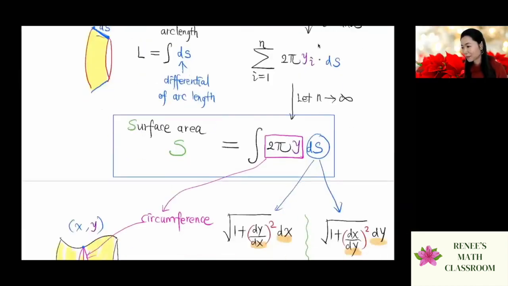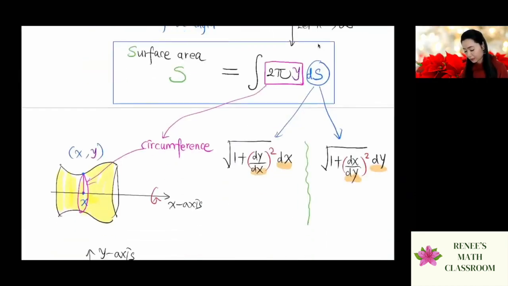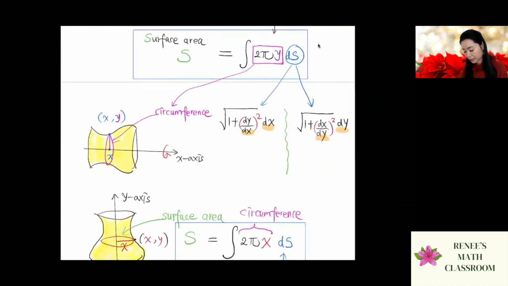Last time we derived the formula for the area of a surface of revolution. For example, if we have an arc and we rotate this arc about the x-axis, we get a surface of revolution. And to find this surface area, we found that it is going to be the integral. If we want it about the x-axis, then it will be 2 pi y.